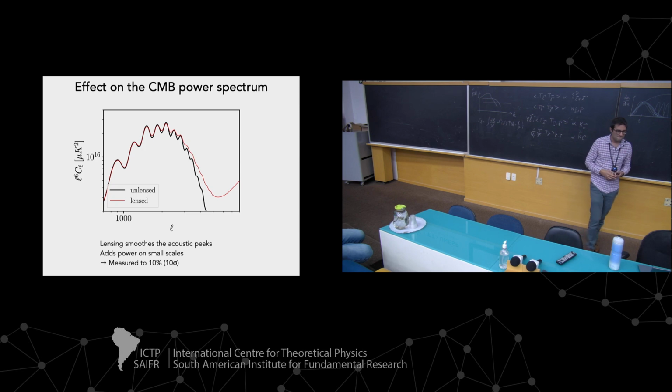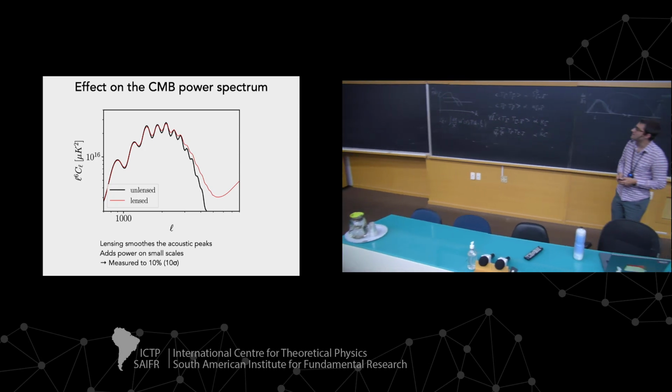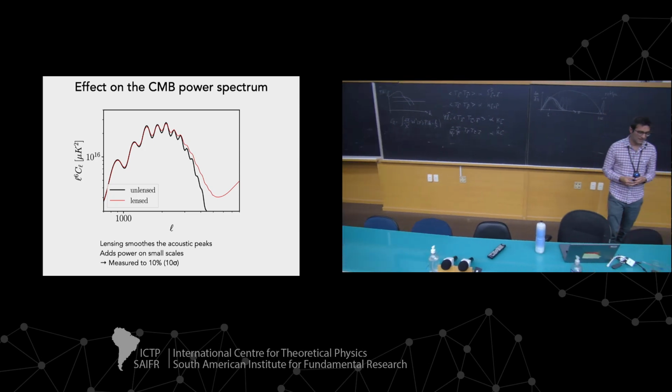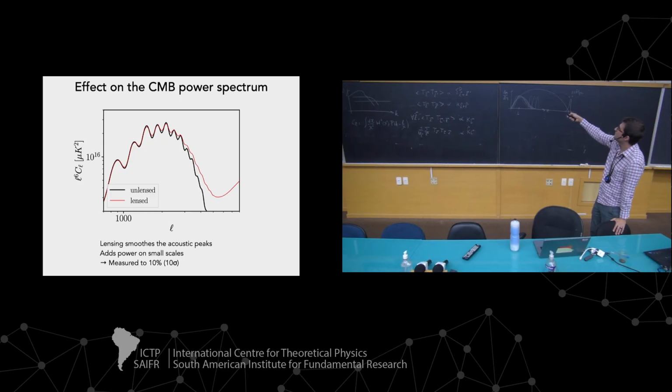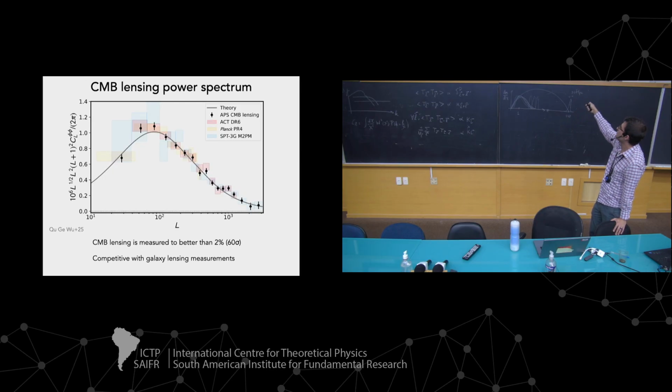So these are the two effects that lensing adds to the CMB power spectrum. And these effects have been measured to about 10%. So you can think that we measure CMB lensing from the mean CMB temperature power spectrum at about 10 sigma, but we reconstruct it from the quadratic estimator at much higher sensitivity.